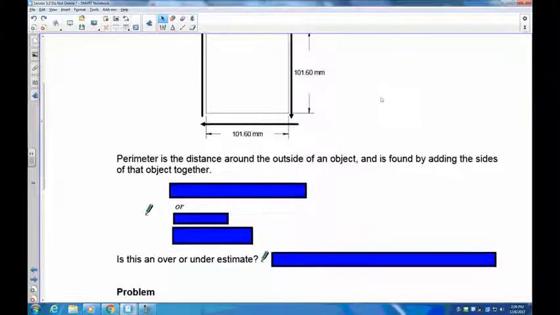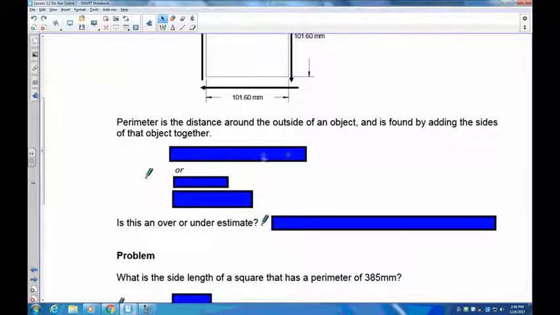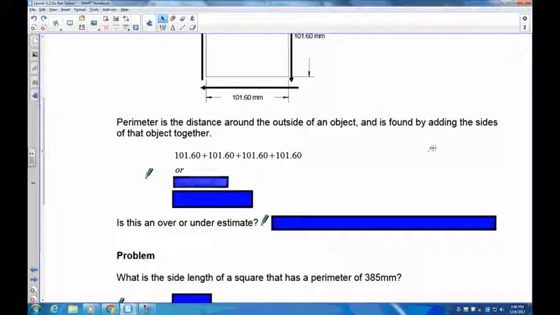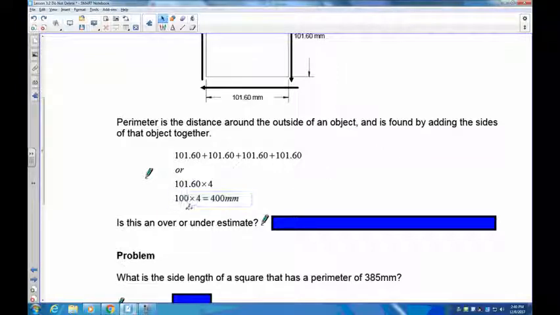So since the perimeter is the distance around the outside, what I'm looking at doing here is 101.60 added 4 times. Now if you wanted to, you could also just do the multiplication. To do your estimation, 101.60 is very close to 100. So the best estimation is probably just 100 times 4.